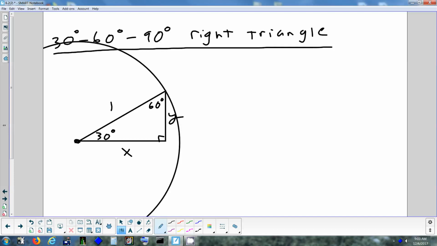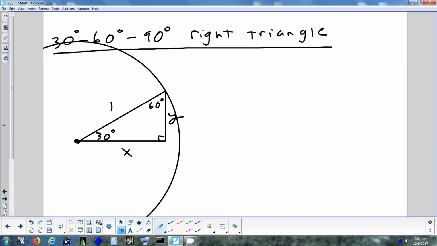So if you try the Pythagorean Theorem, this is what you're going to get. It's not really helpful. You get 1 squared equals x squared plus y squared. That's basically the equation of a circle with radius 1. The general form of the equation of a circle is x squared plus y squared equals r squared. So that doesn't really help us because there's 2 variables. So we have to figure out one of these variables first.